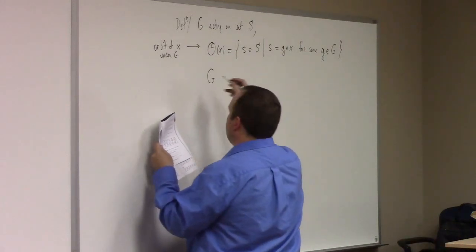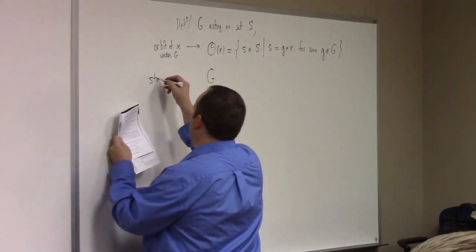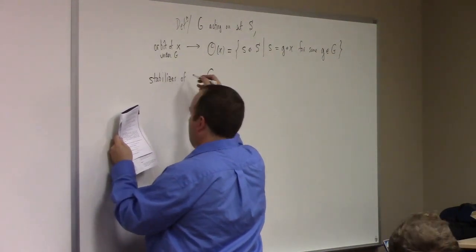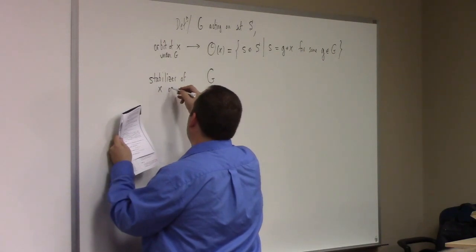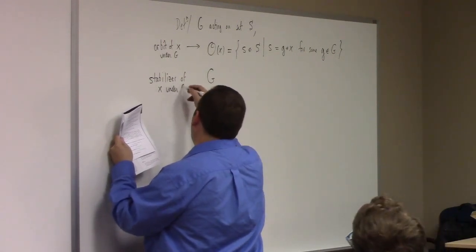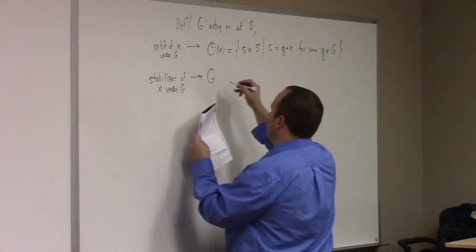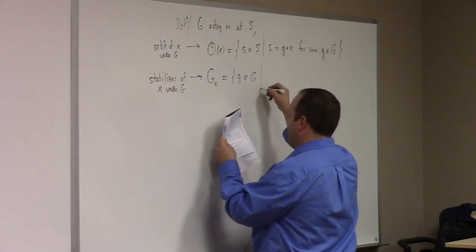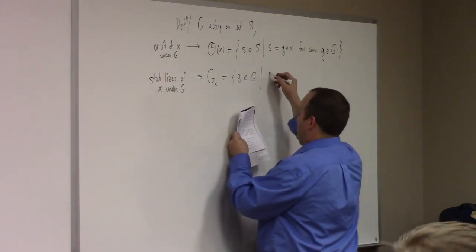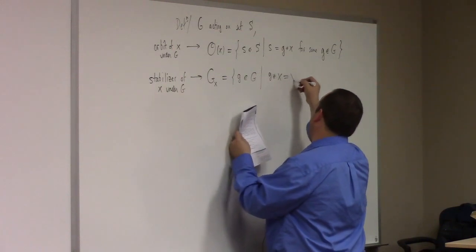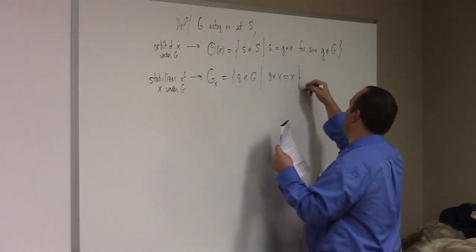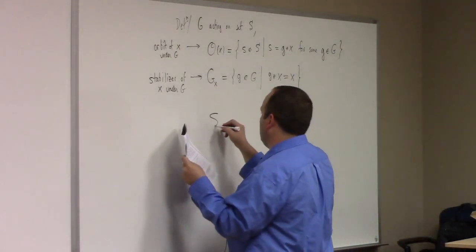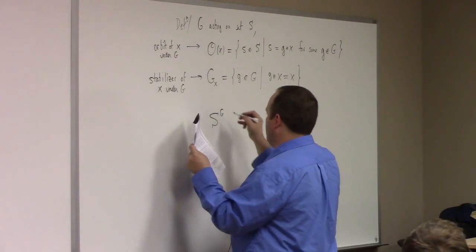What I'm about to write is called the stabilizer. This is the stabilizer of X under G. So here we have G sub little x equals the set of G in G such that G acting on X gives you back X again. All right. And then there's one other thing we sometimes like to talk about.